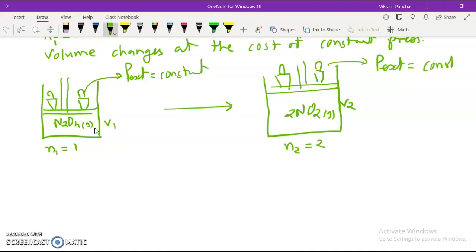Why? Because external pressure is constant. But if V1 is less than V2, N2 is greater than N1. Okay, so this way volume increases. So volume increases if number of mole increases at the end of the reaction. So this is an example of isobaric process.